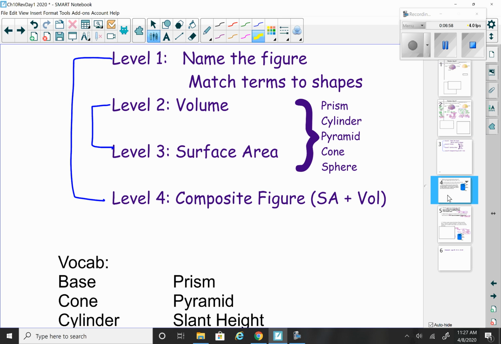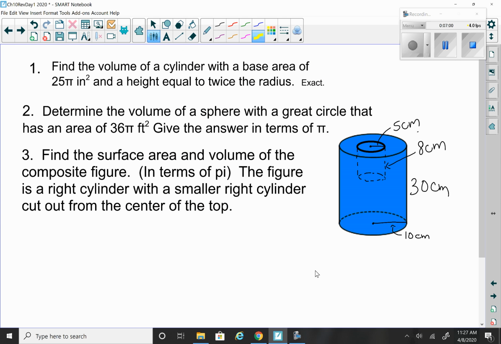Not a lot, just a couple. So here's 3 practice problems. 1 is finding the volume of a cylinder. 2 is finding the volume of a sphere. And then the third one is the surface area and volume of a composite figure. So go ahead and pause the video and go ahead and try to calculate the answers to each of these problems.